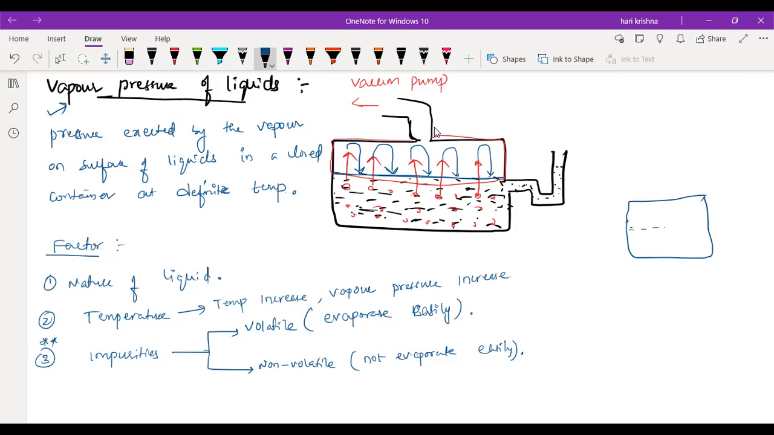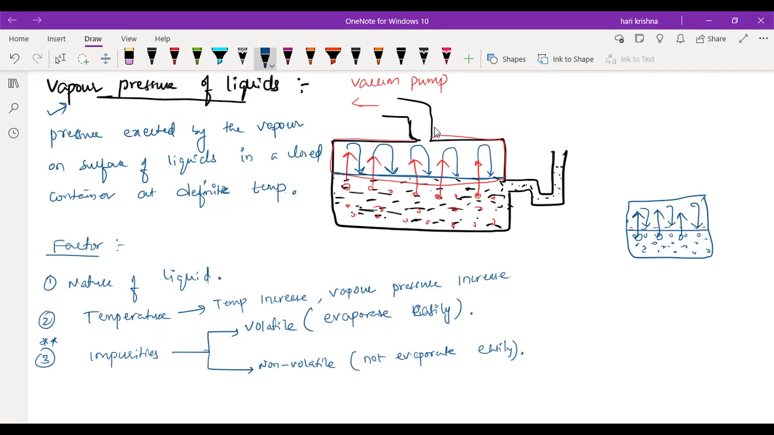Because the complete chapter, this topic, will discuss only this. Suppose I take one closed beaker, and this is the empty space in the beaker. If more particles are moving from liquid to gaseous phase, what is going to happen? In a closed beaker, the same particles will exert pressure on the surface of the liquid. So the pressure will increase when there are more vaporizing particles, right, sir? Yes, good.